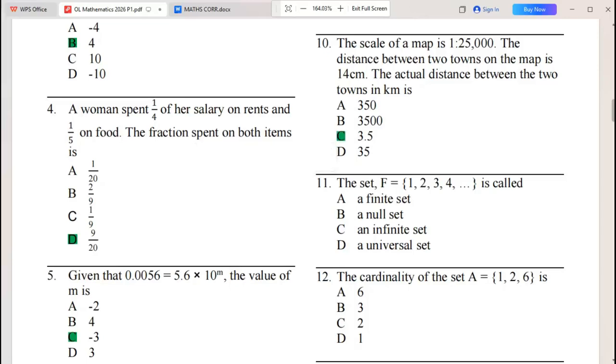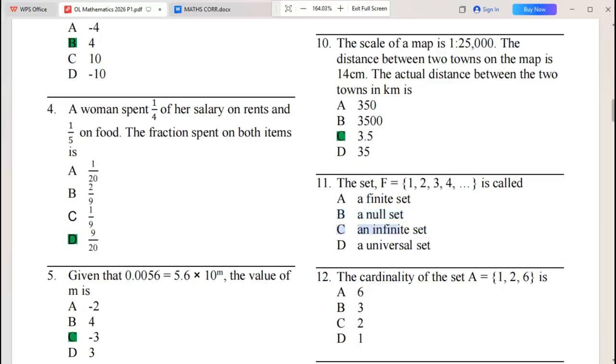Question 11. The set F, which is equal to {1, 2, 3, 4, ...}, is called. We have a finite set. A finite set is a set which has an end. For example, a set of months of the year, a set of days of the week, that has an end. We know that for the days of the week, we have Monday, Tuesday, Wednesday, Thursday, Friday, Saturday, and Sunday. It ends there. Next, we have a null set. A null set is a set that does not have an element. For example, a set of months of the year which have 33 days in them. That is a null set because there is no element in them.